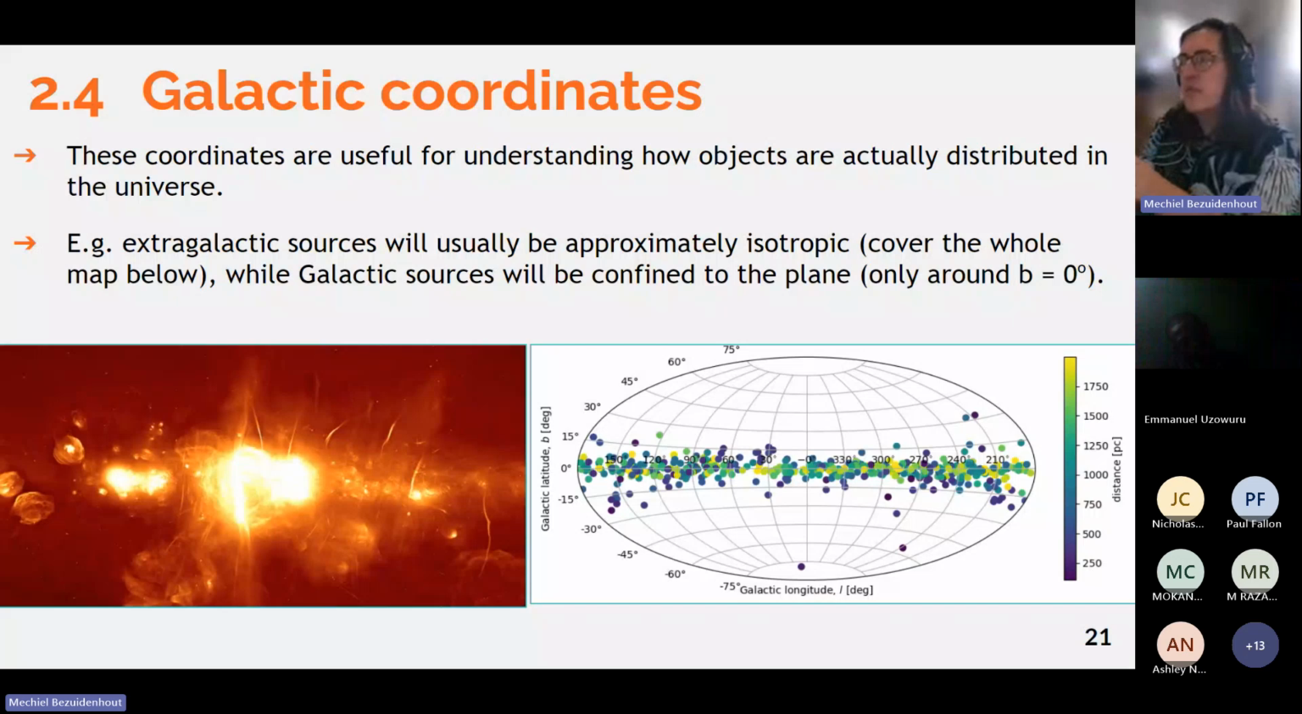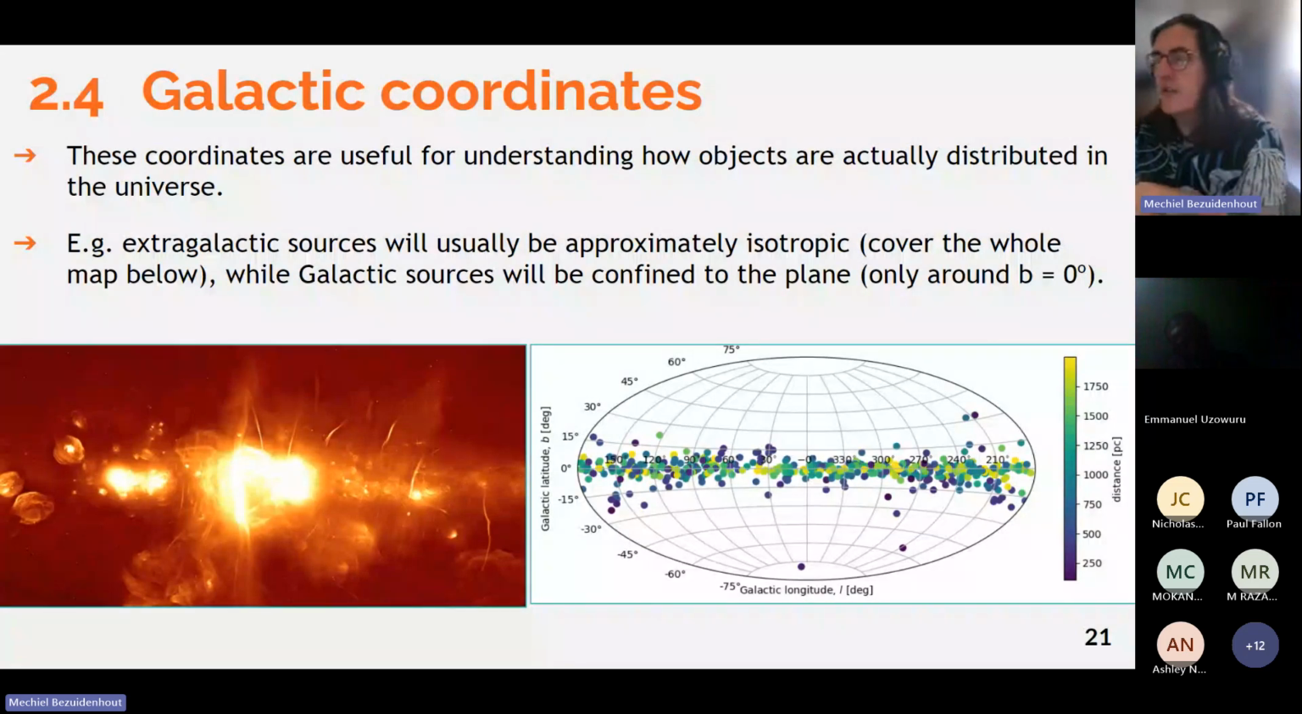So if you plot them on a galactic latitude and longitude map, like the one on the right, they should cover the whole map more or less isotropically. Whereas if you are looking at galactic sources, things which are in the Milky Way, for the most part they will be confined to the plane, a few degrees around the plane, except if they are very nearby. If they're very nearby, they might be sort of underneath us or off to one side. But more distant objects should be confined to the plane.